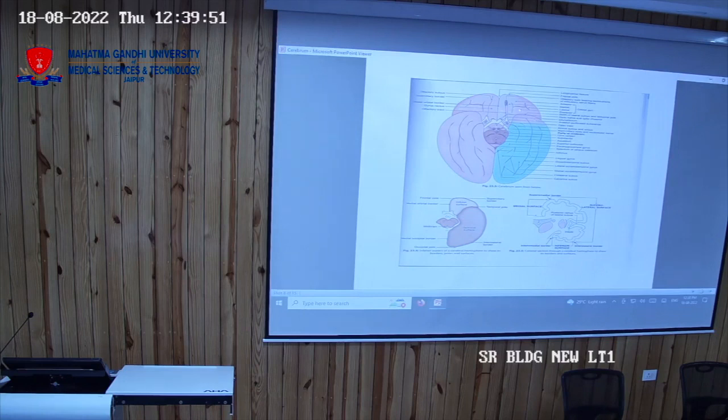Look here at the inferior surface. You are seeing two colors here. See this part of the cerebral hemisphere: this is the blue color and this is the pink color. My point is that the inferior surface of the cerebral hemisphere is divided into two parts by the stem of the lateral sulcus. As I told you previously, the stem of the lateral sulcus is on the inferior surface of the cerebral hemisphere.